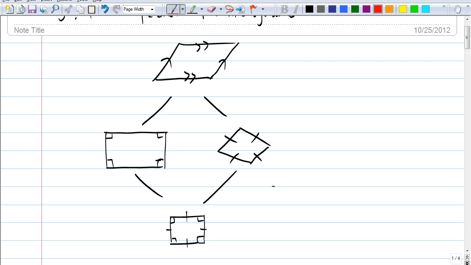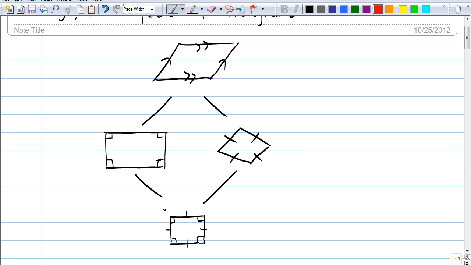So what about a rectangle? Is rectangle a parallelogram? Yes. Is rhombus a parallelogram? Yes, it's right underneath. What about a square? Yes. But let me ask you this: is a rectangle a square? No. Is rhombus a square? No. But what about a square? Is square a rectangle? Yes. Square is a rectangle all the time, right?